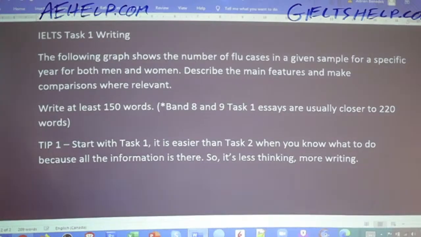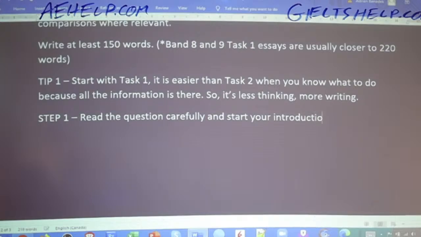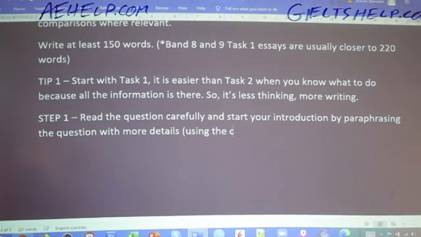Okay, and then step 1 is read the question carefully and start your introduction by paraphrasing the question with more details, okay? Using the chart. All right, so paraphrasing means using your own words.